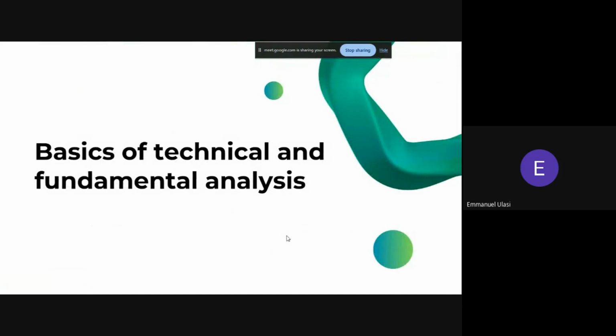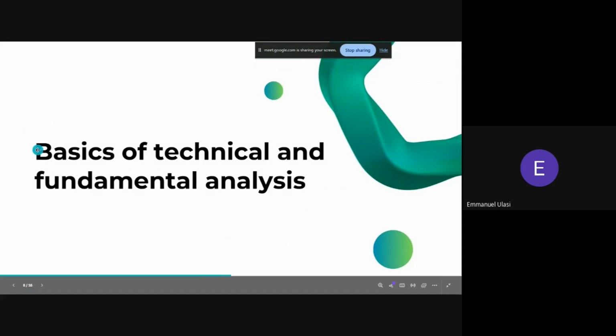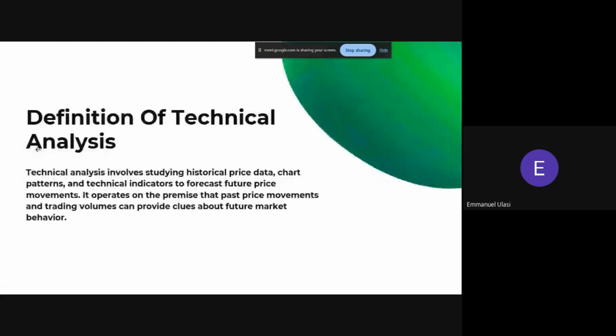Now, moving on, let's go to the next topic we have here, which is the basics of technical and fundamental analysis. What is the definition of technical analysis? Technical analysis involves studying historical price data, chart patterns, and technical indicators to forecast future price movements. It operates on the premise that price movement and trading volumes can provide clues about forex market behavior.